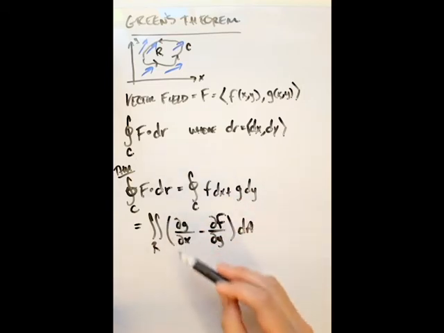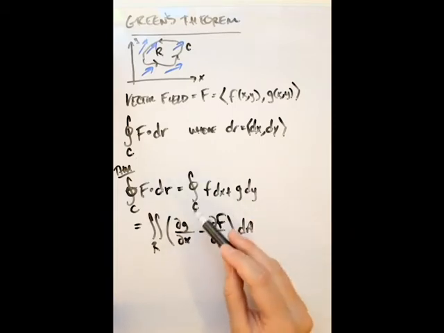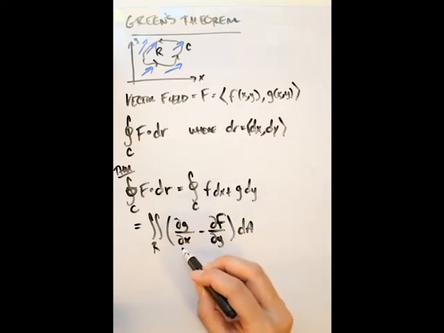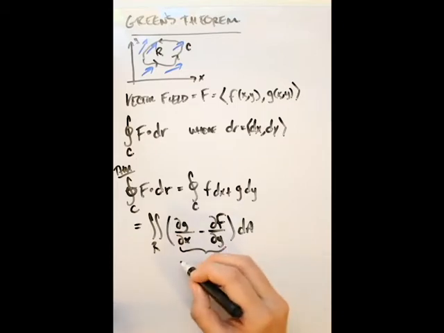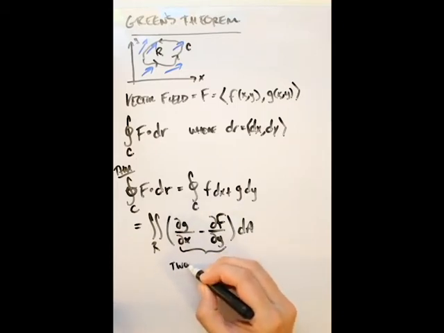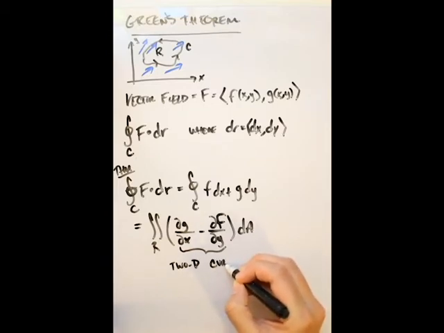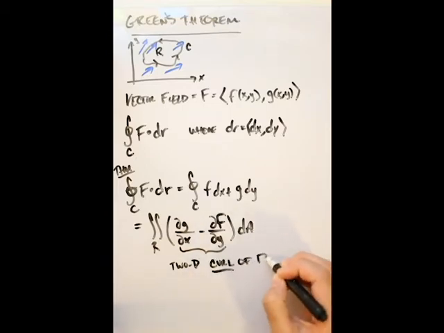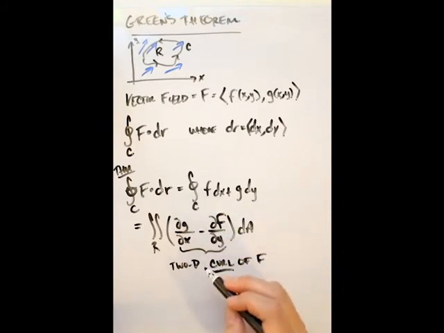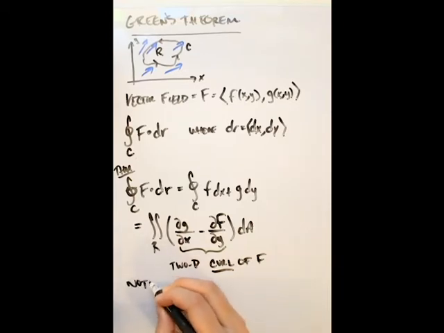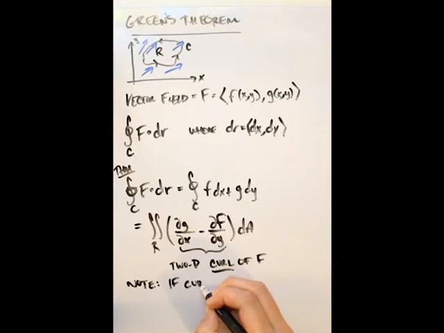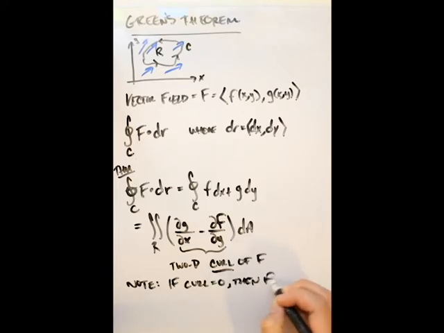This is going to make it easier to evaluate line integrals in some situations. It's a really useful theorem. This integrand is what we call the curl, or two-dimensional curl, of our vector field F. Now if this curl is 0, then we say that F is irrotational, meaning it doesn't have any rotation.